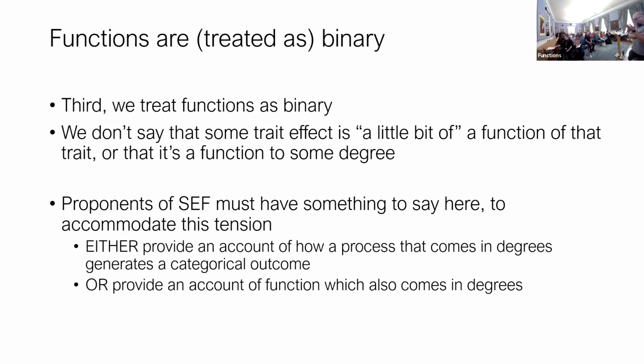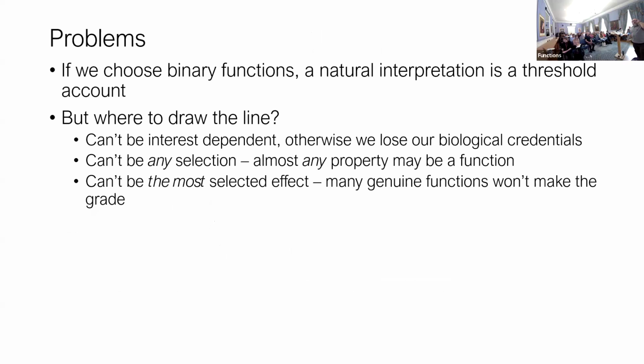And it seems to me, at least, there's two ways that they might do this. They're going to have to either give us an account of how we have a graded input and result in a binary output, or they discard the idea of this binary output and allow that functions can come in degrees. Okay, both of these, this is why it's a dilemma, both options have lots of problems.